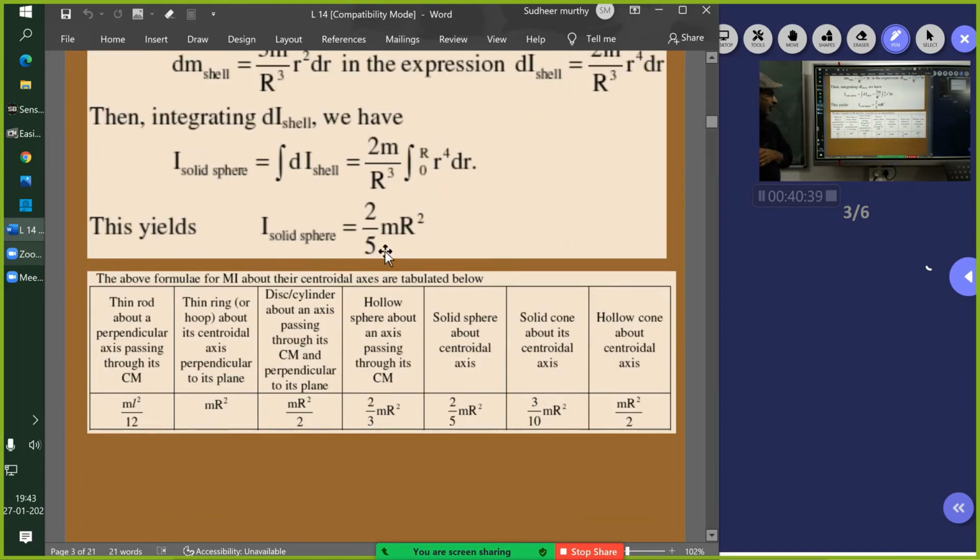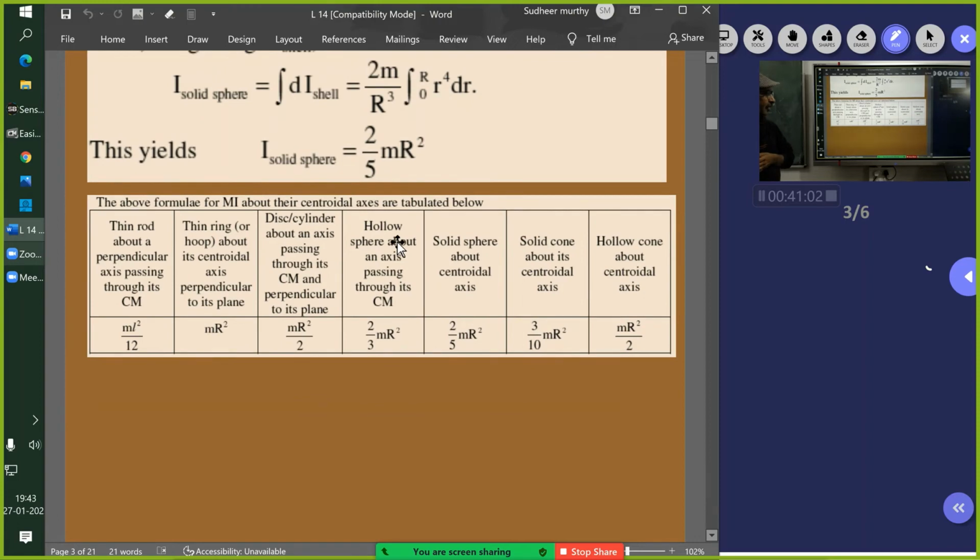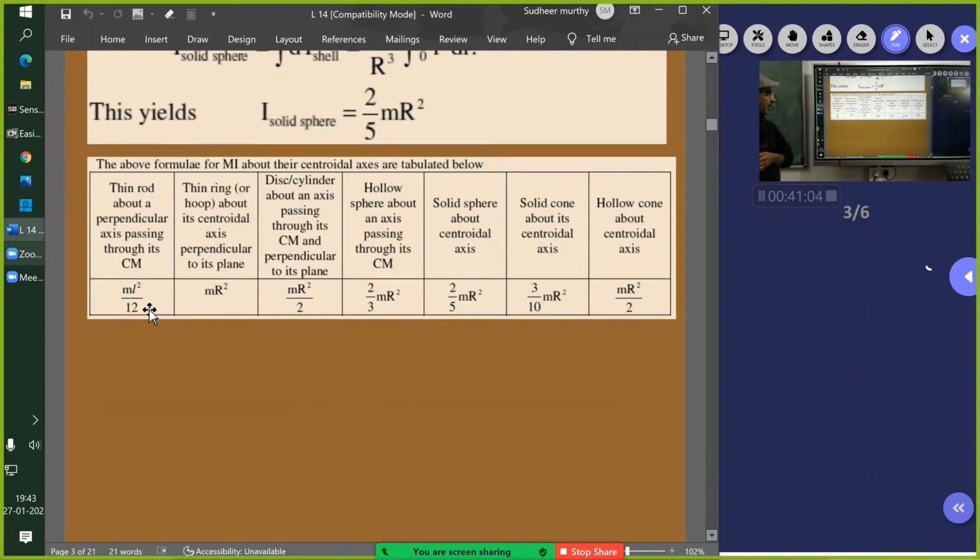So it's in a nutshell here. Now you can compare. This is 2 by 5 mr square, and that was 2 by 3 mr square. But again I told you, this r is for the solid sphere, and that r is for the hollow sphere. Don't say that this r and that r are equal, and this m and that m. One of them can be equal, not both of them.